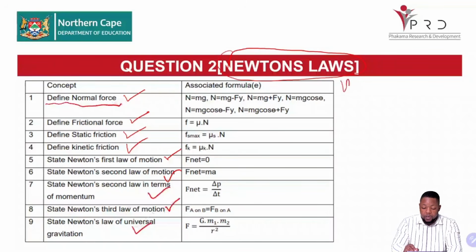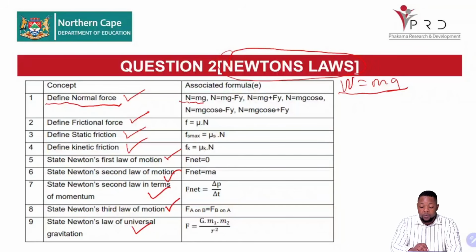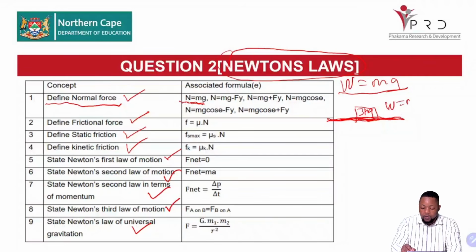On the data sheet, you have the formula W is equals to mg, and that W is equals to mg should be used to calculate the normal force. Now, that is N is equals to mg. N is equals to mg is coming from the formula W is equals to mg. When do we use N is equals to mg? Only when we have an object that is lying on a horizontal surface. Let's say this is a 30 kg block. So if the object is lying on a horizontal surface, then we can use W is equals to mg, which can be written as N is equals to mg for calculating the normal force.